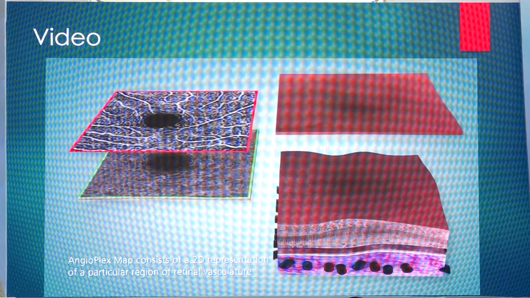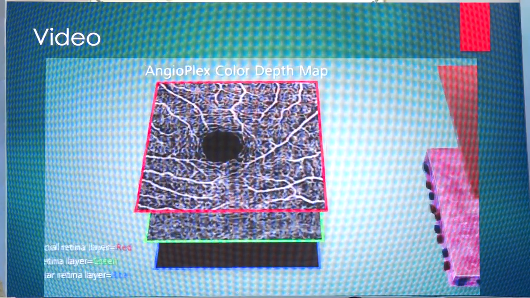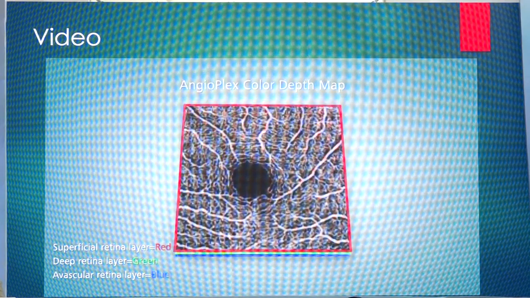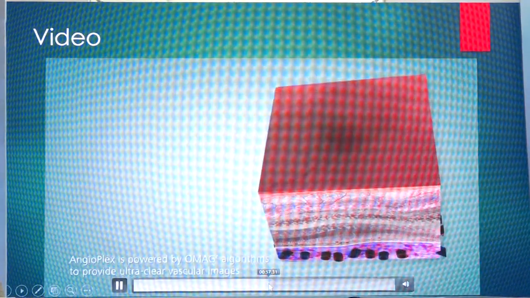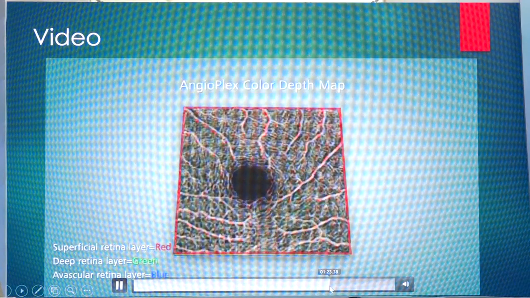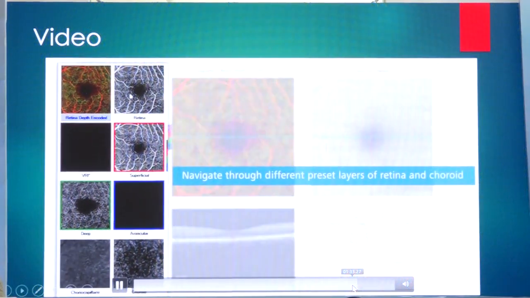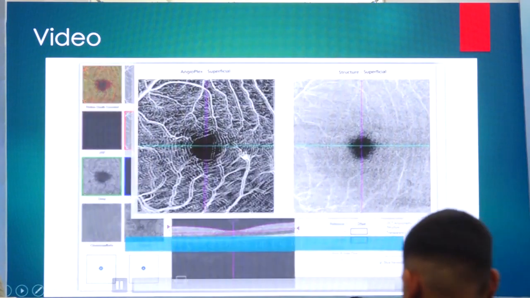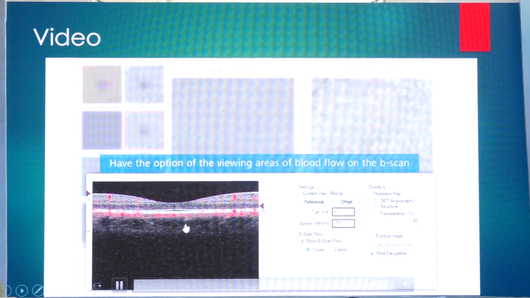OMAG takes full advantage of the amplitude and phase from the OCT and gives multiple slabs of the retina. This is the superficial slab, the deep retina, the avascular slab. Each slab is color-coded in red, green, and blue, and a comprehensive image is then generated. Then you get these reports, and you have multiple slabs here. This is an Angioplex image. This is a structural image, and you have a B-scan image with flow overlay.